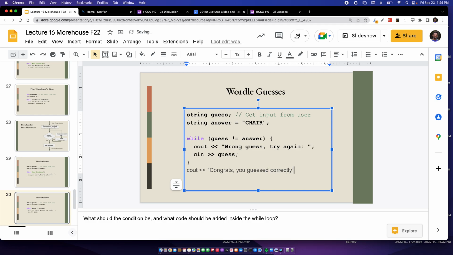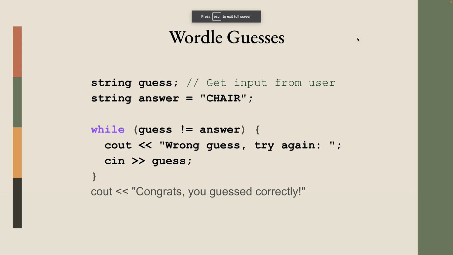Why do we not need to put this in an if statement to make sure the user guessed correctly here? Essentially, everything after this curly brace, we know that guess is equal to answer, because if guess didn't equal answer, we would have run the loop again.